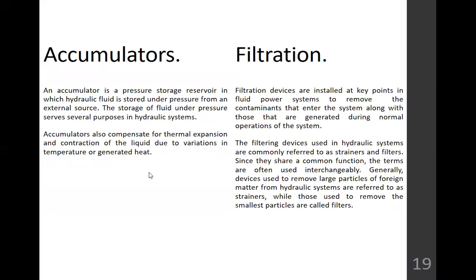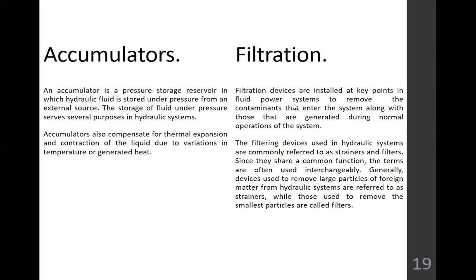An accumulator is a pressure storage reservoir in which hydraulic fluid is stored under pressure from an external source. The storage of fluid under pressure serves several purposes in a hydraulic system. After the pump, you need an accumulator. Accumulators also compensate for thermal expansion and contraction of the liquid due to variation in temperature or generated heat.